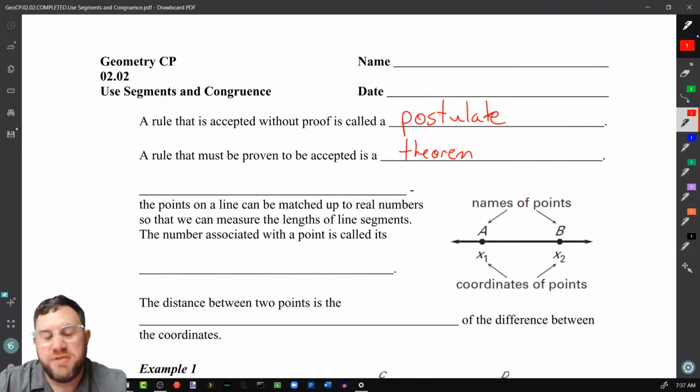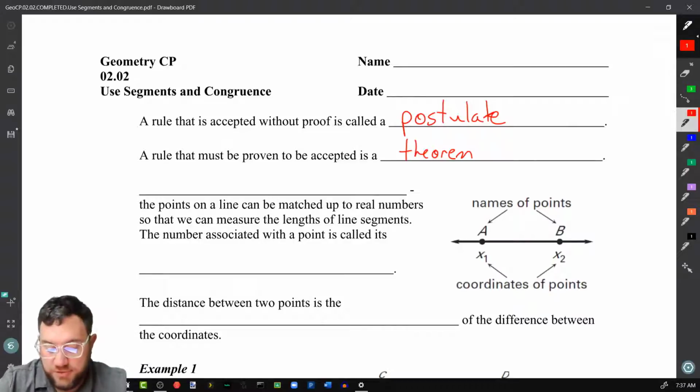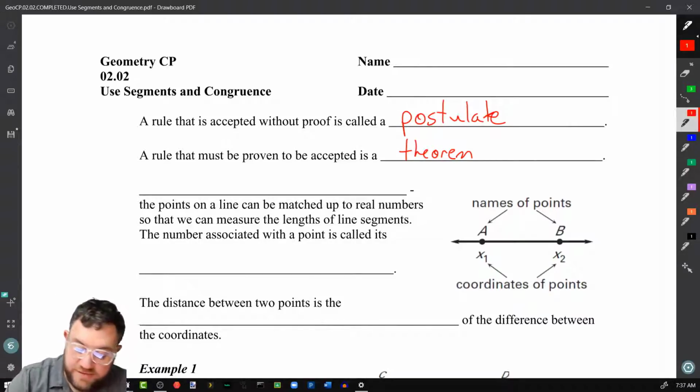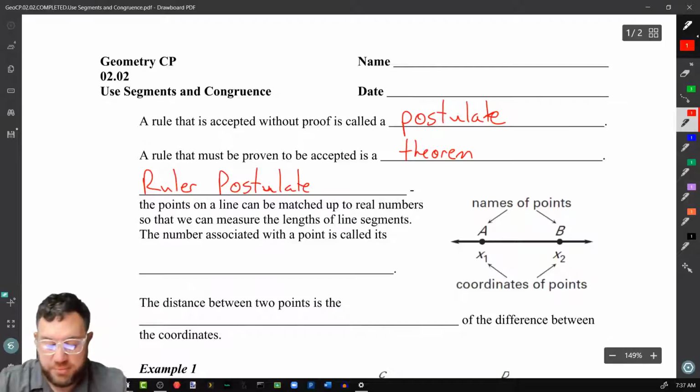And you've heard of the Pythagorean Theorem. It has been proven to always be true. That's why it's a theorem and not the Pythagorean postulate. So those are just two terms that you will see over and over again. And the reason we needed to see those is because our very first thing we're looking at is called the Ruler Postulate. Remember, that means it doesn't have to be proven.